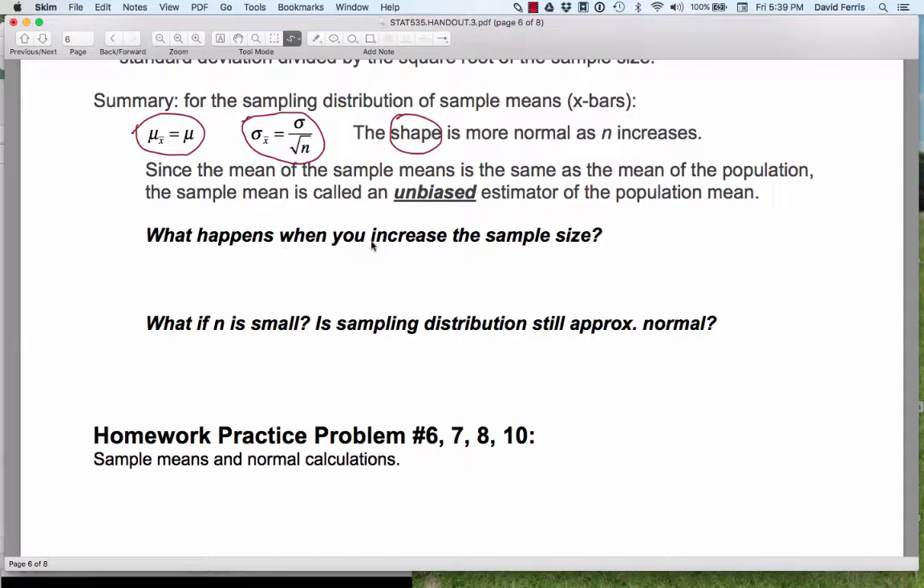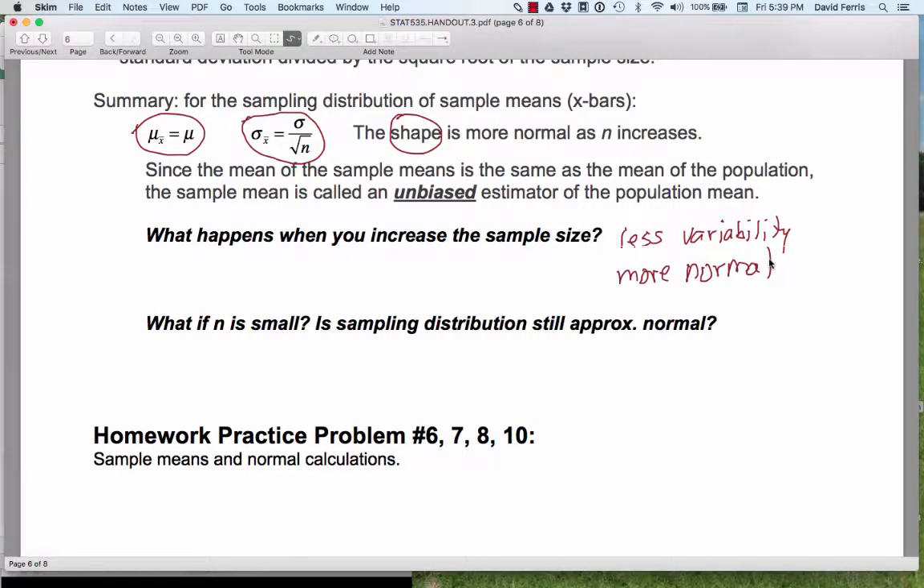We also found out what happens when you increase the sample size. When you increase the sample size, we have less variability, and we have a distribution that's more normal. Sorry for the bad handwriting.